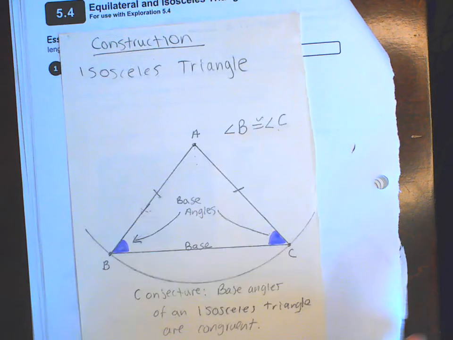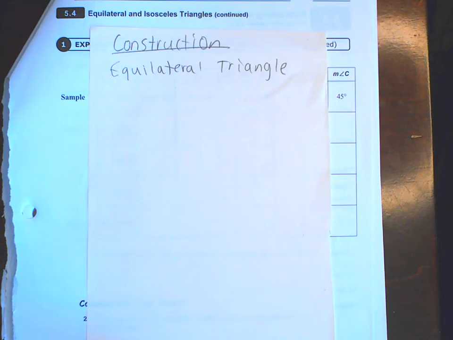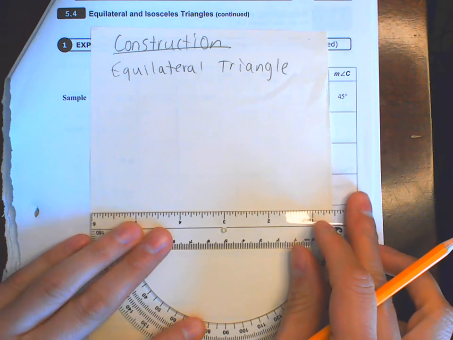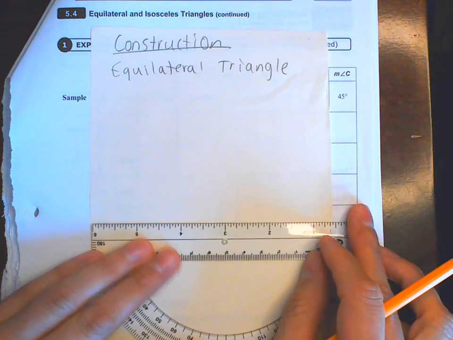All right, next construction, turn to the next page, page 139, is we are going to do an equilateral triangle. It's actually a very simple construction. First thing you need is you need a side. So give yourself enough space.